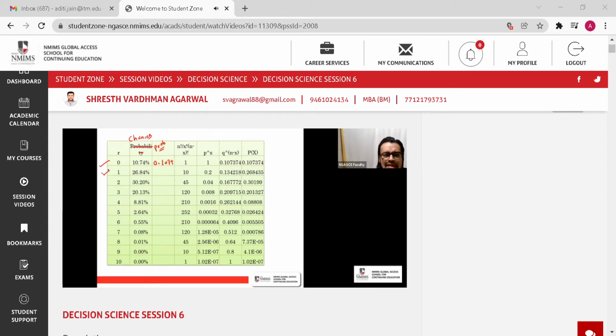What are the chances that randomly he just tick marks the answers and at the end he got 1 mark, 1 out of 10? These are the marks scored. The probability is 0.2684. Randomly, if you tick mark the answers, definitely, because there are only 5 options, 4 are wrong, 1 is correct, at least one answer will be correct, right? 26.84% is the chance. Okay. What are the chances that he may secure 2 marks?